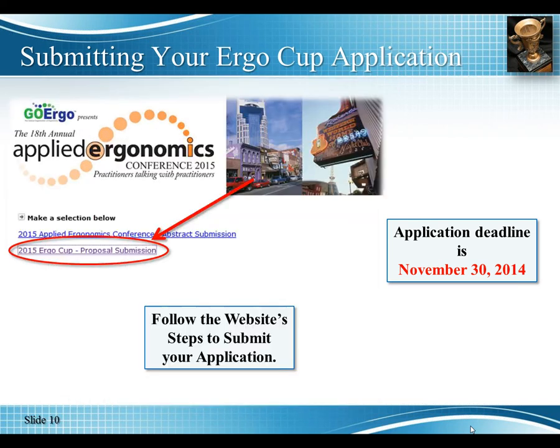Once you click on Submit, you will see a section that says 2015 Ergo Cup proposal submission. If you click the one above it, you will be submitting an abstract for submission. Again, you want to go for the Ergo Cup submission. Just remember that you need to follow the steps to submit your application, and there's a small registration process you need to complete to be able to submit your application.